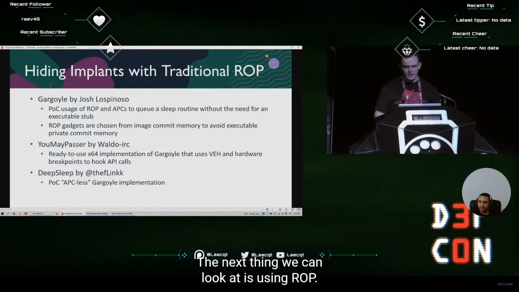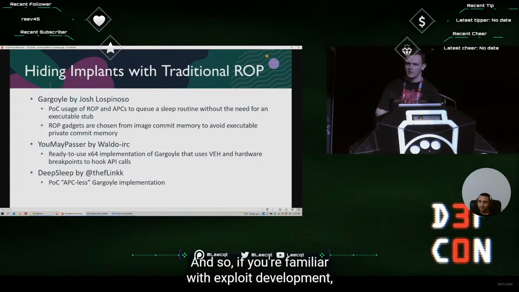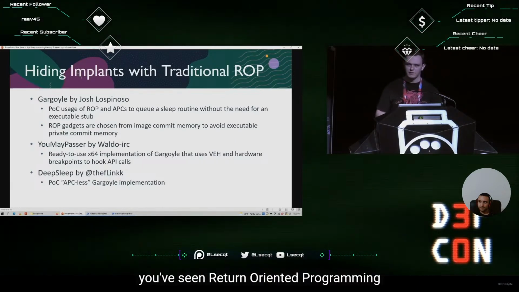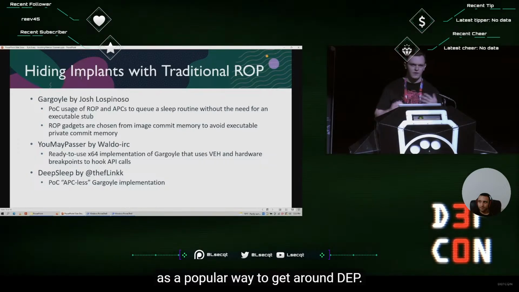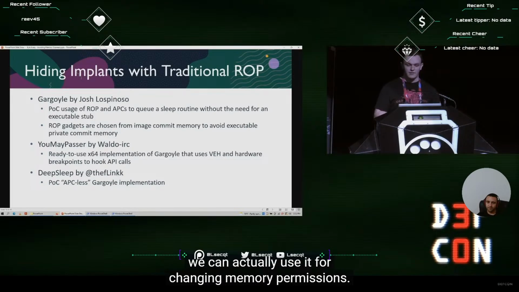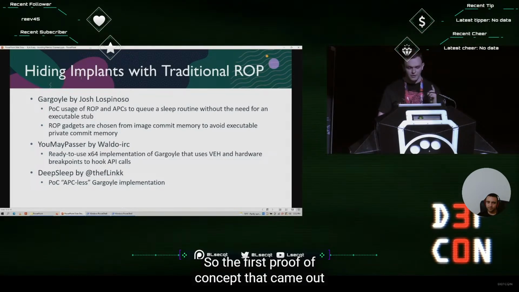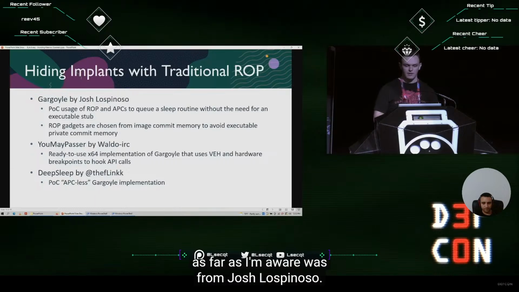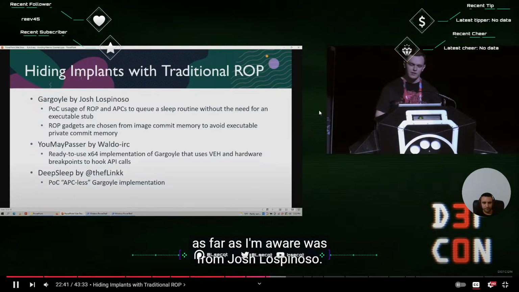The next thing we can look at is using ROP. If you're familiar with exploit development, you've seen return-oriented programming as a popular way to get around DEP. But in this case, we can actually use it for changing memory permissions. So the first proof of concept that came out, as far as I'm aware, was from Josh Lospinoso.